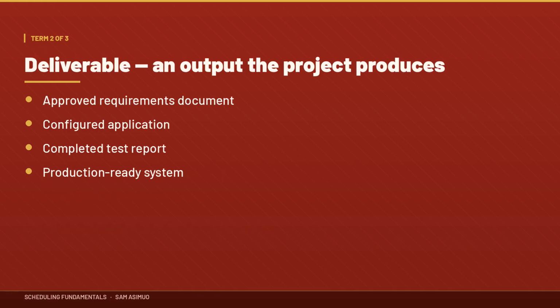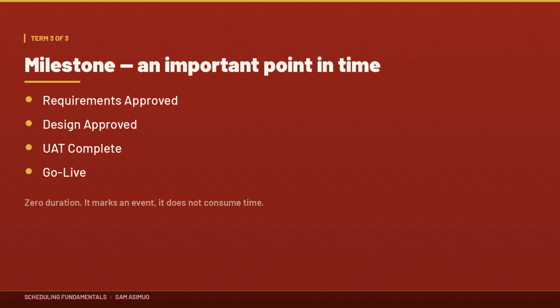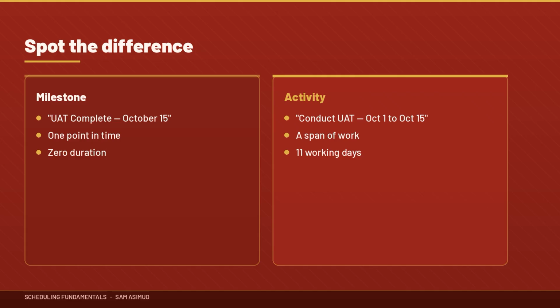A deliverable is an output produced by the project. An approved requirements document, a configured application, a completed test report, a production-ready system. A milestone represents an important point or event in the project. Normally, it has 0 duration. Requirements approved, design approved, UAT complete, go live. So if somebody tells me UAT complete, October the 15th, that's a milestone. But conduct UAT, October the 1st to October the 15th, that's an activity. Understanding this difference will make your schedules much cleaner.